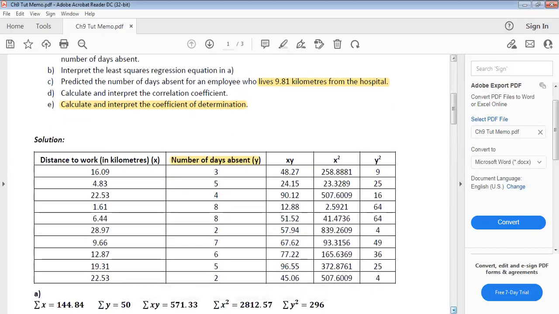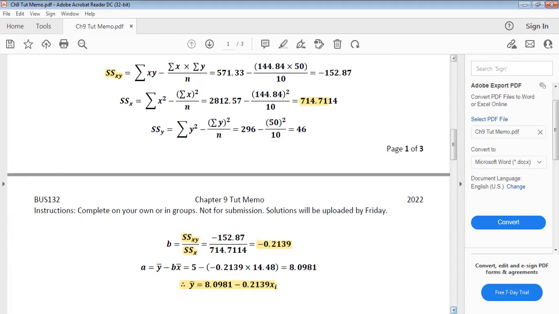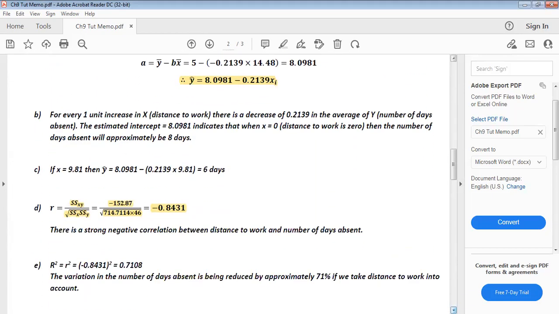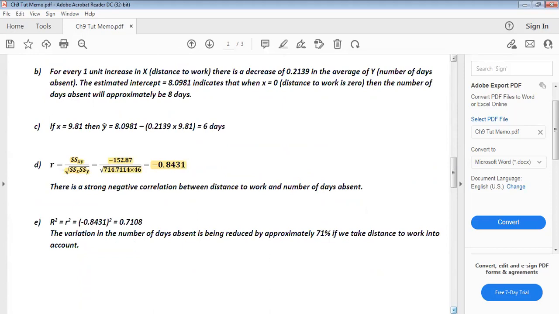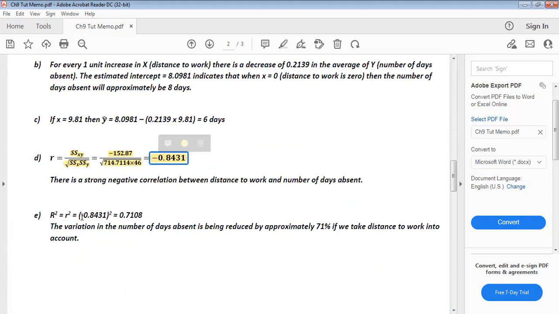So calculate and interpret the coefficient of determination, as I've said, is just the square of the correlation coefficient. It's just the square, not the square root. So what you found here, you just square it. It's the coefficient of determination.